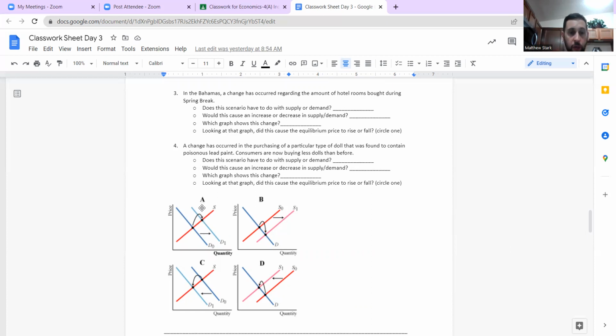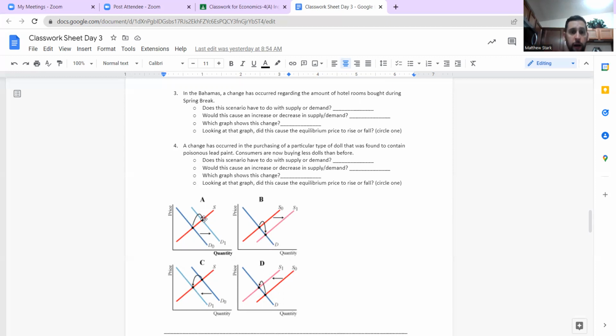And then again, the equilibrium. The first price was here. When demand went up, guess what? The price went up. Simple correlation there. And the determinant, of course, would be market size, because during spring break in the Bahamas, there's a lot more people coming into those islands, and so more demand.